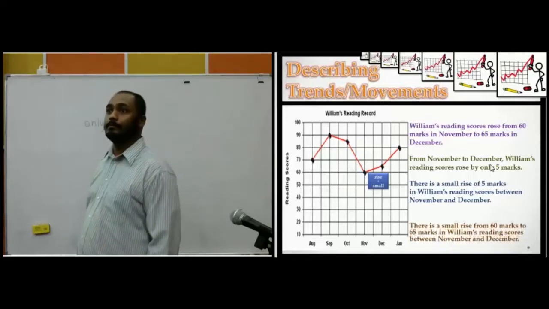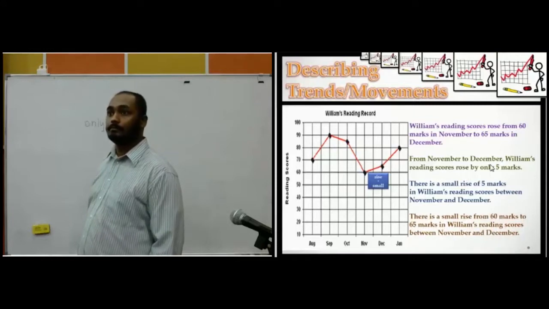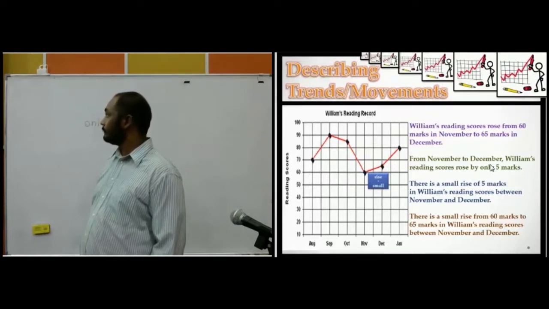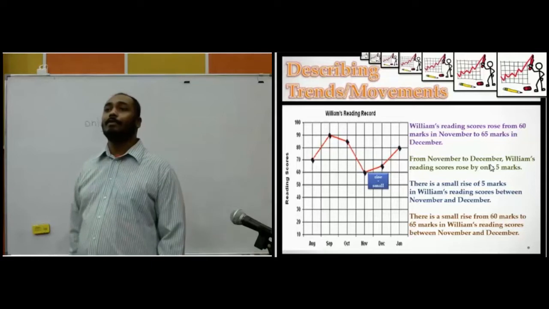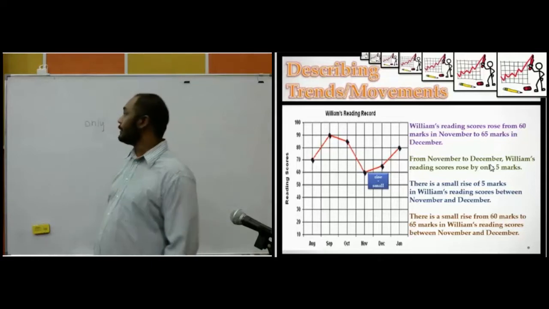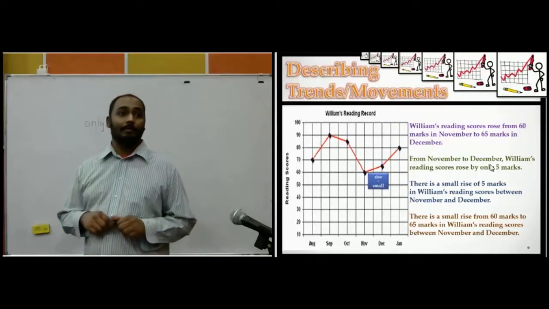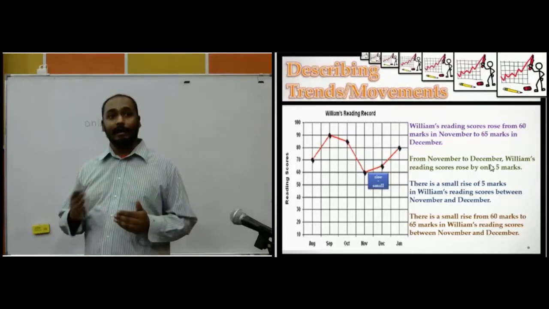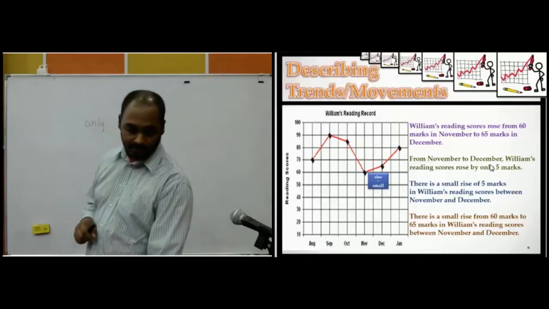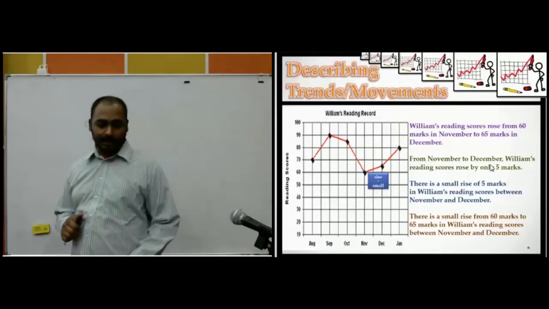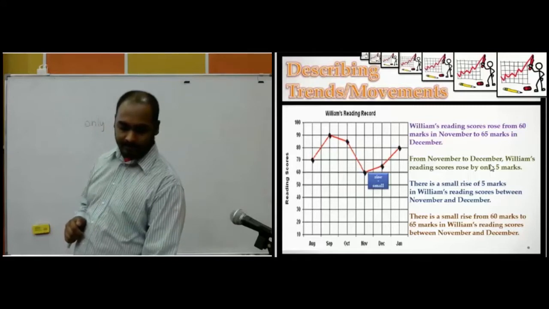Ashraf: There is a small rise from 60 marks to 65 marks in Williams' reading scores between November and December. All right, okay, so when you find that you have already used "from to", you don't repeat "from to" again for time. You can use "between and".